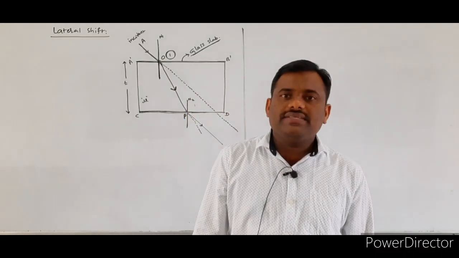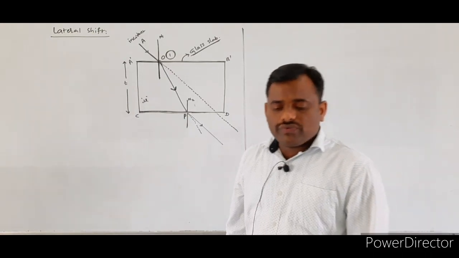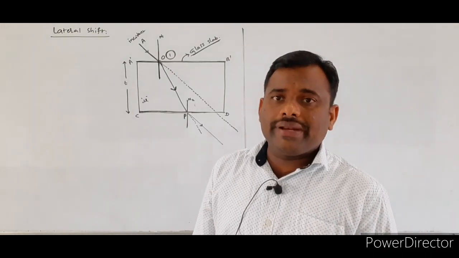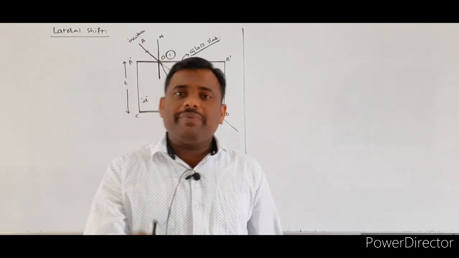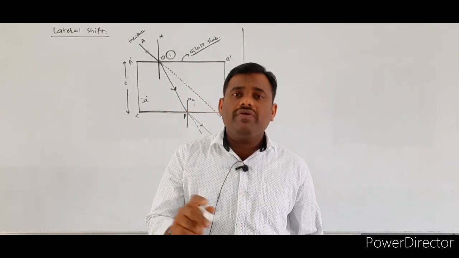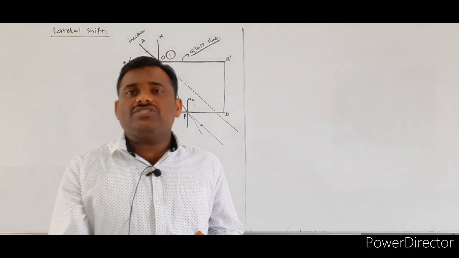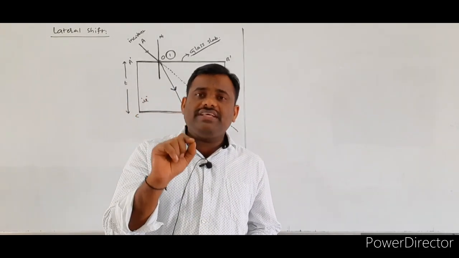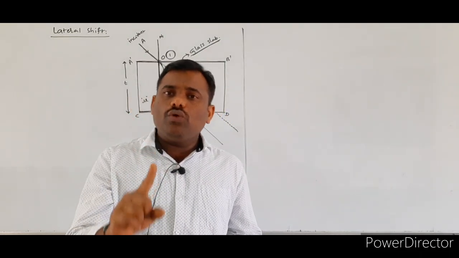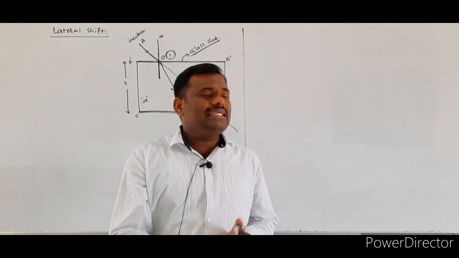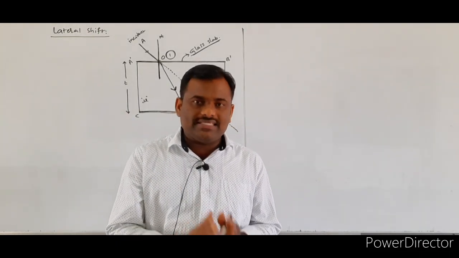In the last class, we completed the concept of apparent depth and apparent shift. What is the formula we derived for the apparent depth? H apparent is equal to H by mu, where mu is the relative refractive index. Next, we also calculated the apparent shift: H shift is equal to H into 1 minus 1 by mu. So, that is the concept of apparent depth and apparent shift that we completed in the last class.